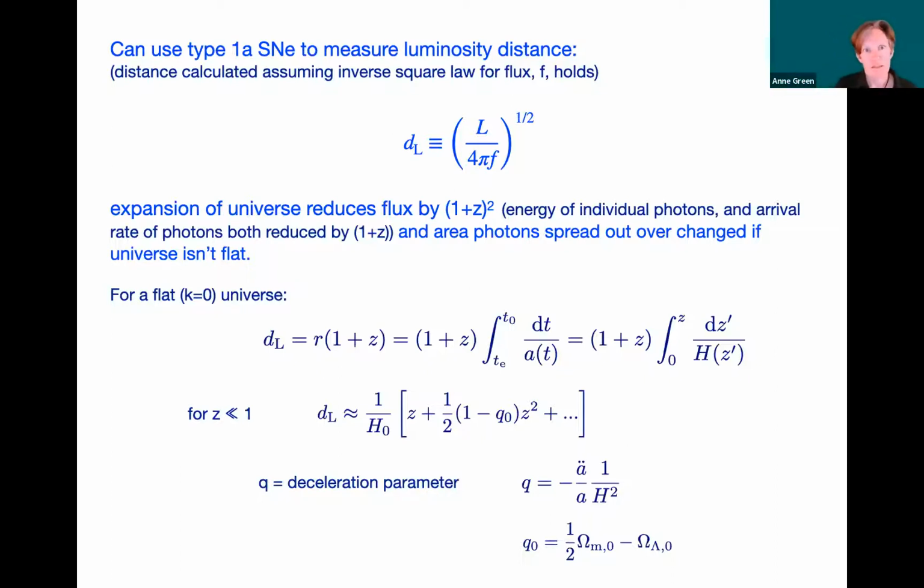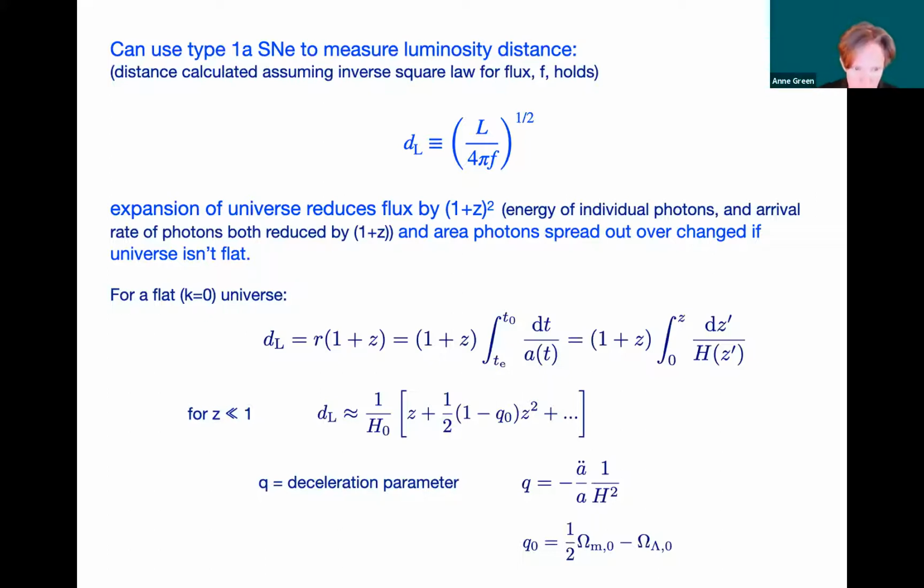In reality, though, this isn't the case, and the expansion of the universe has a few effects. And in particular, the flux is reduced by a factor of (1+z)^2. As we've already talked about, the energy of individual photons is decreased by redshift by a factor of 1+z. And then also the rate at which the photons arrive is also decreased by another factor of 1+z. And so that overall ends up with a factor of 1+z in the distance. That's for a flat universe. If the universe wasn't flat, it gets more complicated. We have to take into account the area the photons spread out over is changed. But fortunately, assuming the universe is flat, at least for these lectures, is a pretty good assumption.